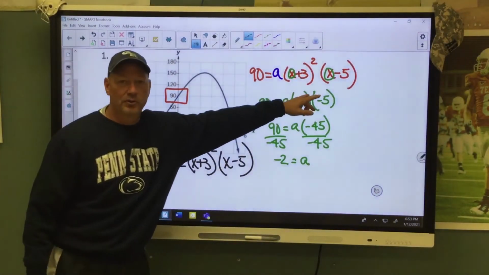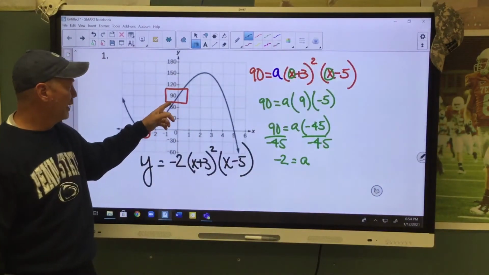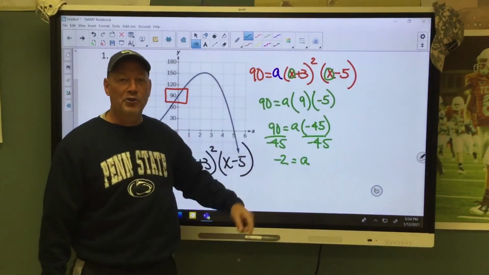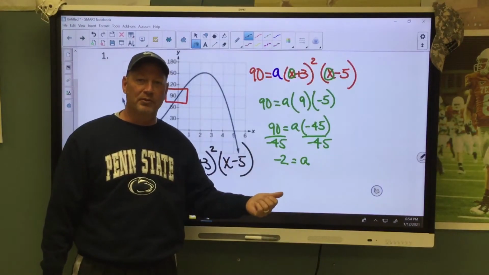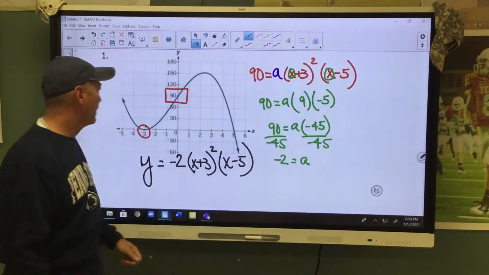Find your roots, find your y-intercept, and then that will help you find your a value when you substitute in the zeros. Let's try another one.